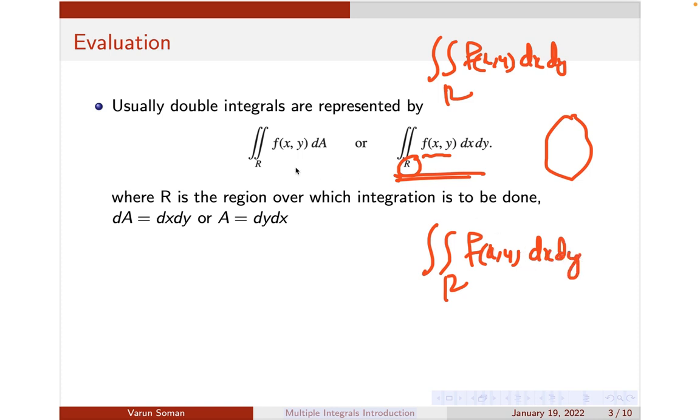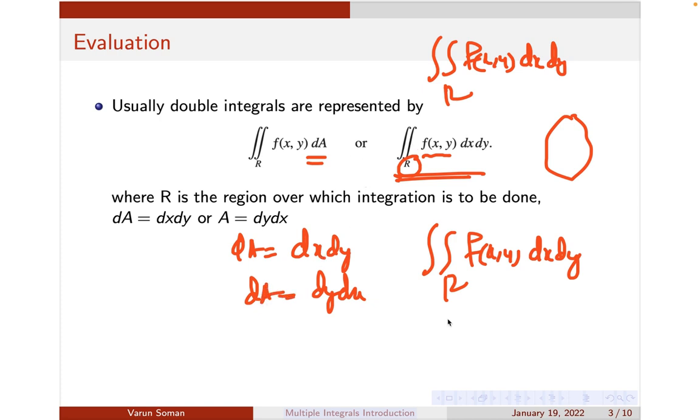Or in other words, there are some other notations also. We can also take dx dy for short as dA. dA means area, so it can be dx dy or dy dx also. It depends on the context. So instead of writing dx dy, you can write it in shorthand form like this.